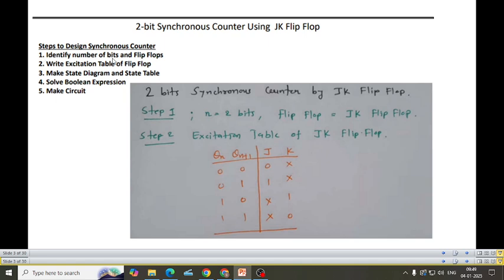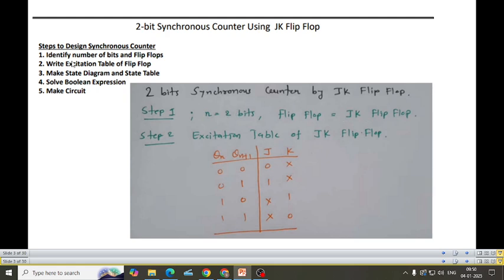I need to identify the number of bits. So how many bit counter was asked to design? 2-bit counter. So number of bits is 2, so n value is equal to 2 bits. Then we need to understand what flip-flop we need to use to design this counter. It is given in the question, 2-bit synchronous counter using JK flip-flop. So I'm going to use 2 flip-flops of what type? JK. Since there are 2 bits, you need 2 JK flip-flops to store the data, right?